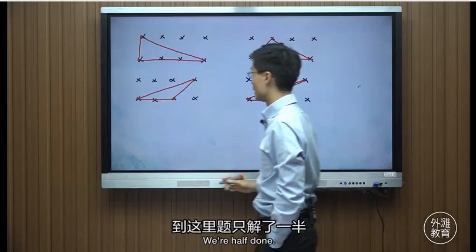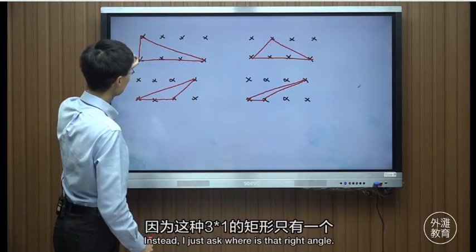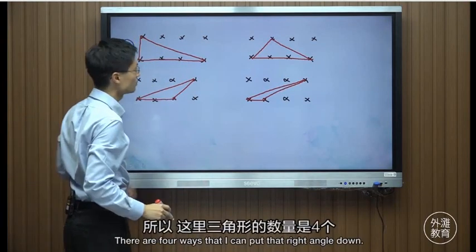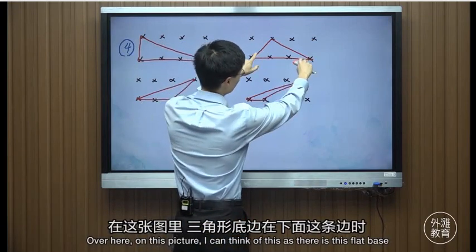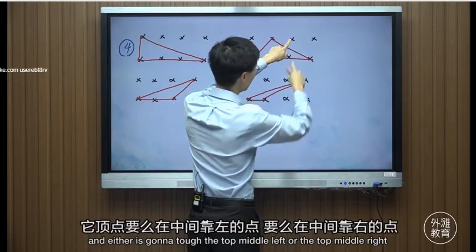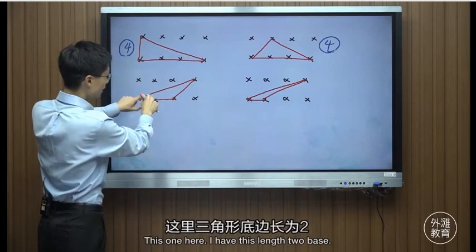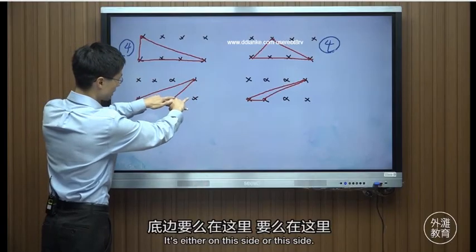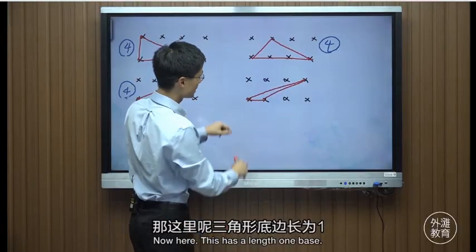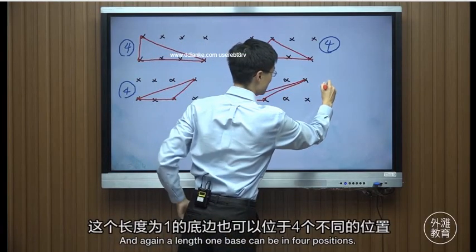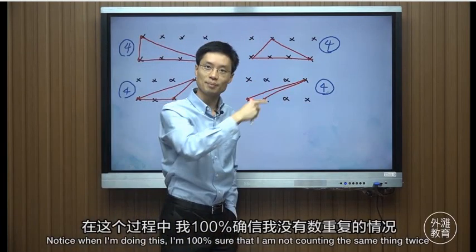Okay, we're half done. The last one, I already am using the whole space, so I can't move it. Instead, I just ask, where's that right angle? There are 4 ways I can put that right angle down. Over here on this picture, I can think of this as there's this flat base, and it either is going to touch the top middle left or the top middle right, or it's going to be upside down. 4 of these. This one here, I have this length 2 base. It's either on this side, or on this side or this side. 4 of them. Now here, this has a length 1 base, and again, a length 1 base can be in 4 positions.